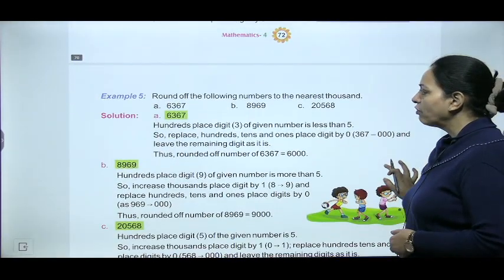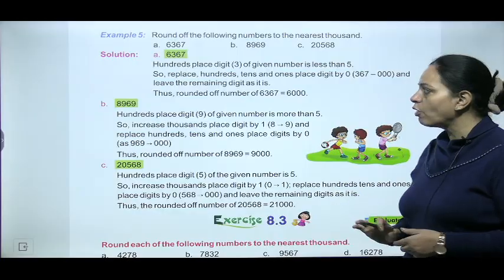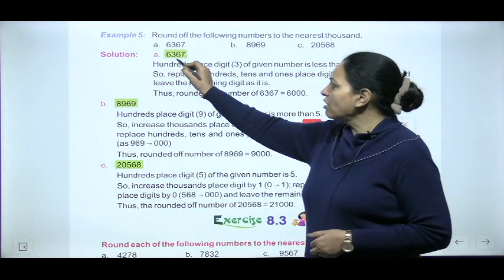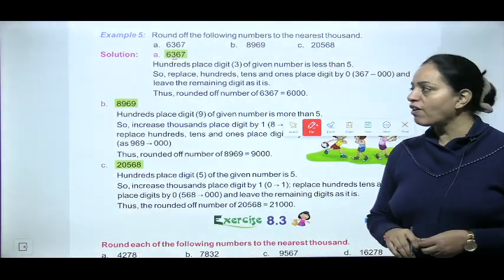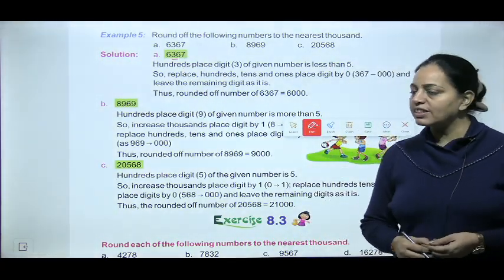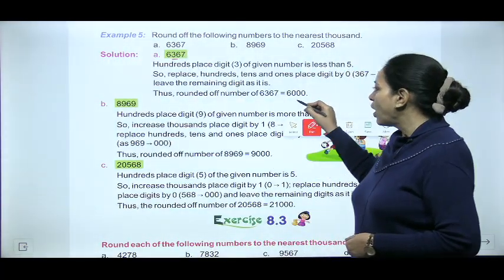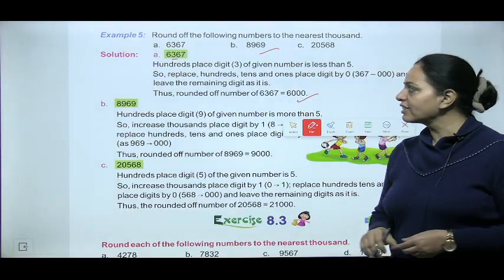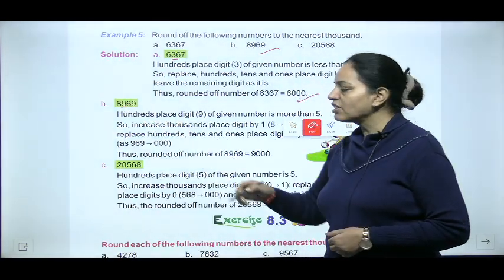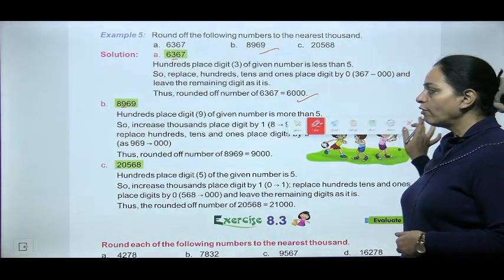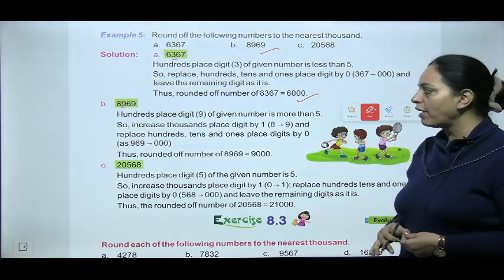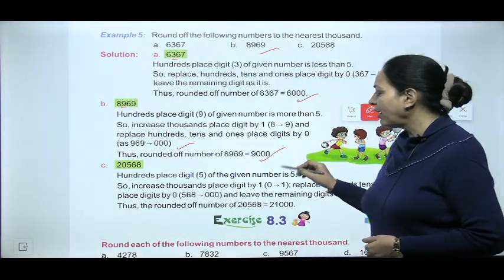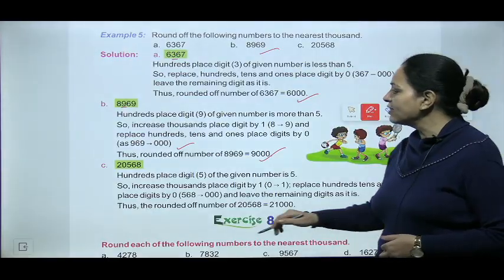See example 5, round of the following number to the nearest 1000, like A part 6367. So see the 100 digit 3, which is less than 5. So there is no change in the 1000 digit and these are 0, 0. So answer is 6000. Now B part 8969. See the 100 digit, which is 9 more than 5. So we have to change 1000 digit, increase it by 1. So this becomes 9 and these are 0, 0. So this is 9000.